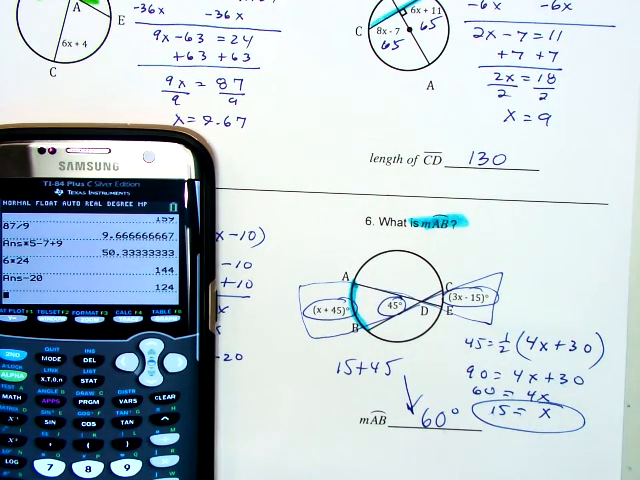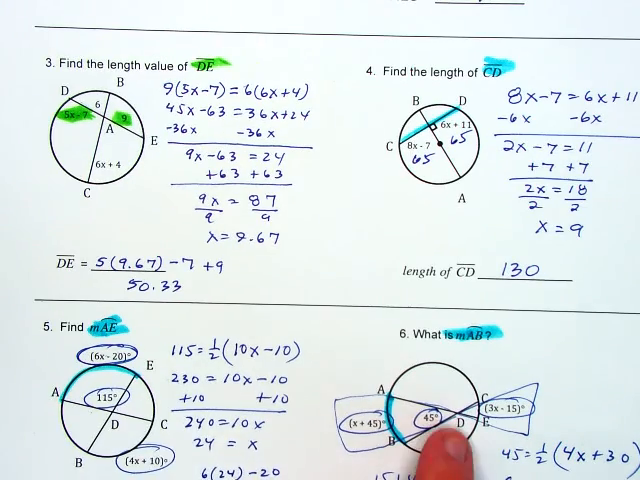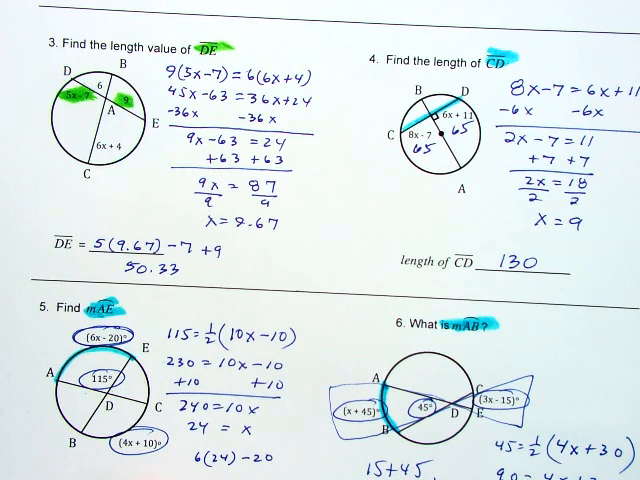Okay? Hopefully this helped. These were the ones I know we struggle a little bit more with. It's always the angle in the middle is equal to half the sum of the ones on the outside. Okay? I don't subtract them, I add them.